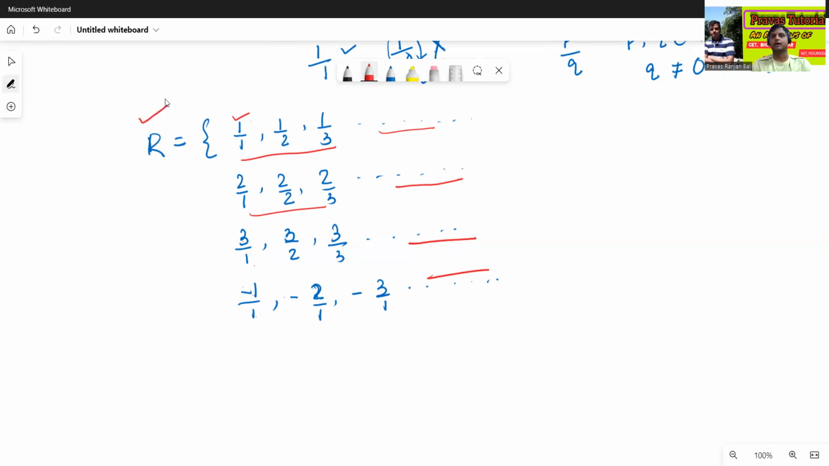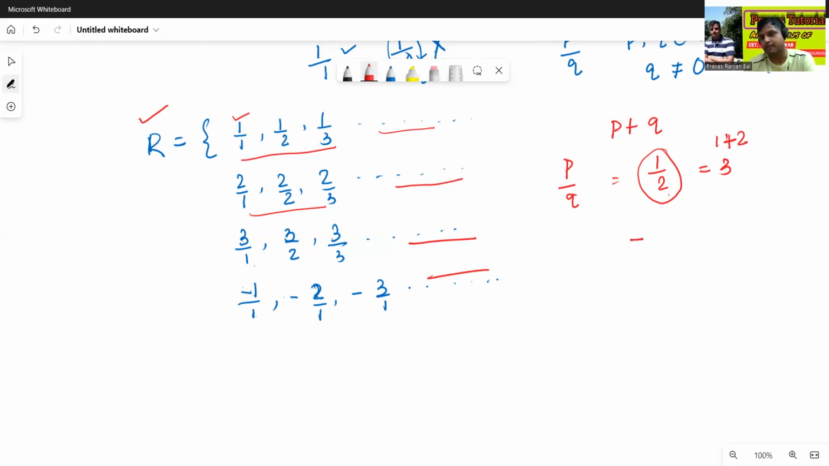How to map? We'll rearrange each and every element of the rational numbers based on P plus Q. Suppose here P upon Q. Suppose 1 upon 2 is there, then we'll represent this 1 by 2 as 3, meaning P plus Q: here 1 plus 2 equals 3.